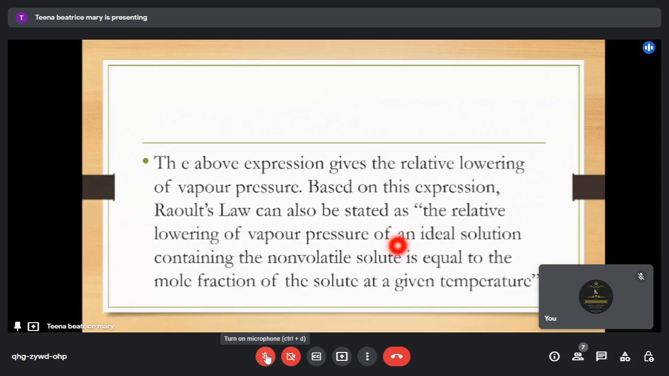What do you mean by ideal solution? Any idea about that word ideal? Have you studied about ideal solution?